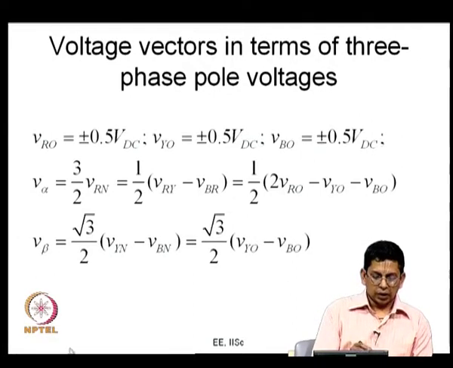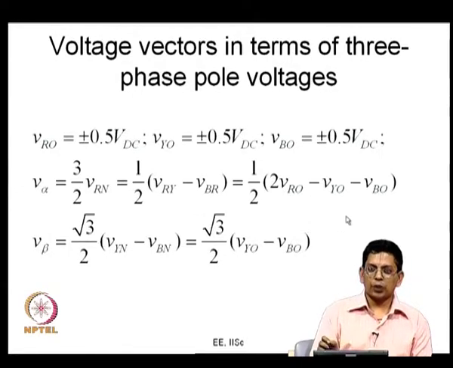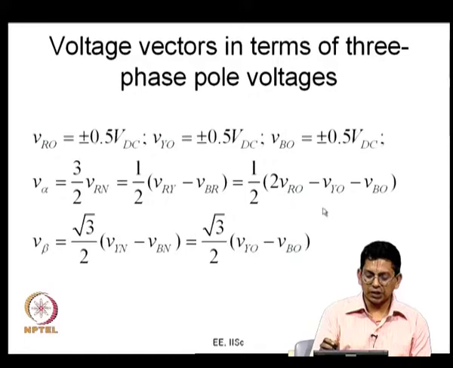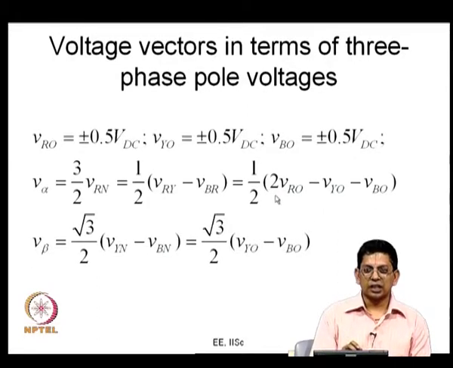And we also looked at the 8 sets of values of VRO, VYO and VBO. For 2 sets of them, VRO, VYO and VBO are equal, that is the 0 state: all 3 are equal to plus VDC by 2 or all 3 are equal to minus VDC by 2. It is easy to see that when VYO and VBO are equal, V beta is 0, and when all 3 of VRO, VYO, VBO are equal, V alpha is also equal to 0. So, the 2 0 states lead to V alpha equal to 0 and V beta equal to 0, that is, they lead to a null vector, and all the other states lead to vectors of magnitude VDC. These are called active states and the corresponding vectors are called active vectors.